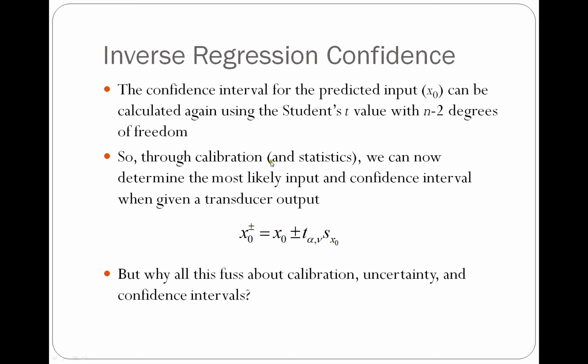We can now, using the calibration and statistics, determine the most likely input, what the load is, and what the confidence interval on that load is when we have some transducer output. To do that, we're going to take that critical t value with our confidence level, alpha, and our degrees of freedom, which is n minus 2, and multiply that by the standard uncertainty in the input prediction. Okay, so that's how we're going to do it, and we're going to go through an example in a future video to show you how all of this is done in practice.